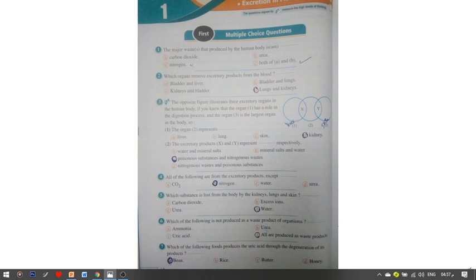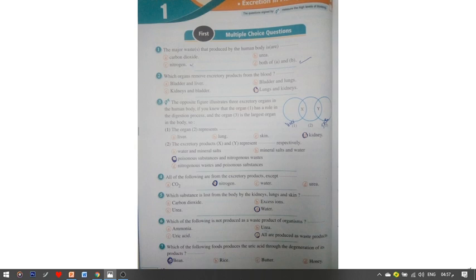The next question, okay, the excretory products X and Y represent what respectively? So as we said, the answer is going to be poisonous substance and nitrogenous waste. As we said before, the liver and the kidney are responsible for excretion of poisonous substances, while the kidney and the skin are responsible for removal or excretion of nitrogenous wastes.